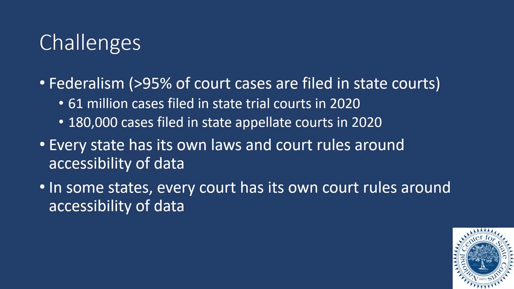This challenge comes from the whole structure of the United States government. With the question of federalism, most court cases in the United States are filed in state courts, not in federal courts. Over 95% of court cases in the United States are filed in state courts. That was 61 million cases in 2020, and 2020 was a light year because of the pandemic. But every state has its own laws and court rules around accessibility of data. So anybody wanting to do a project looking at justice data across the United States has to look at every single state independently. They have their own laws and their own court rules. And then within states, in some states, every court has its own rules around accessibility of data. And so it makes it very, very challenging to be able to use the data.